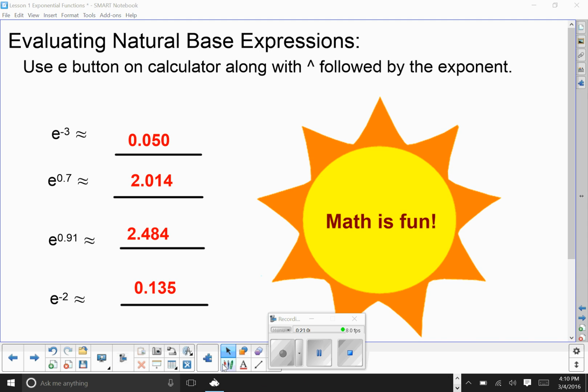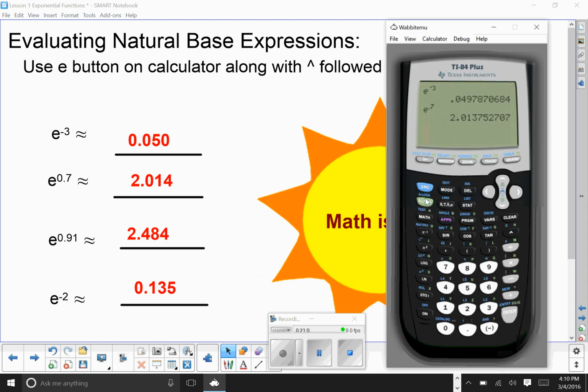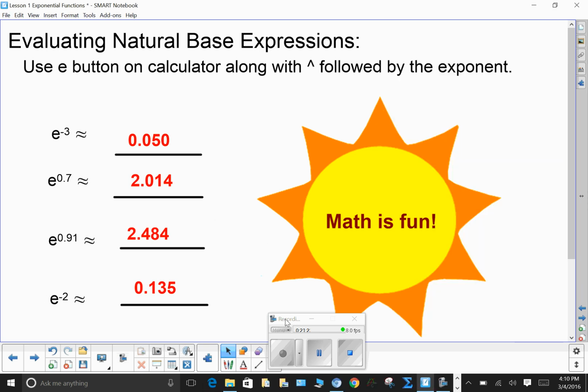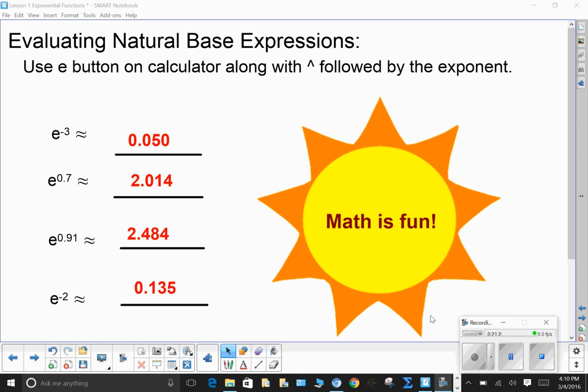And don't forget, it's second, then you come down here to natural log, here's your e to the x, and you'll wind up with e raised to a power. If you've got an older calculator, it might just come up with e, in which case you need to use the caret key over here. Press the up arrow and then put in the exponent. This should be fairly simple. Just want to make sure you know where everything is on the calculator.